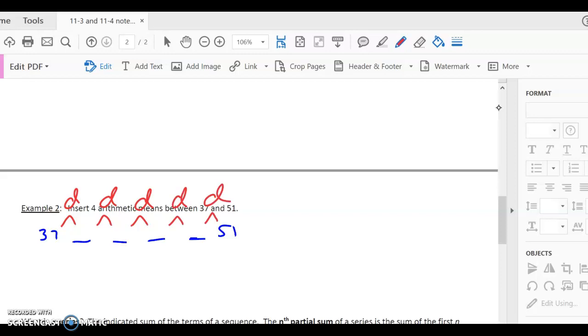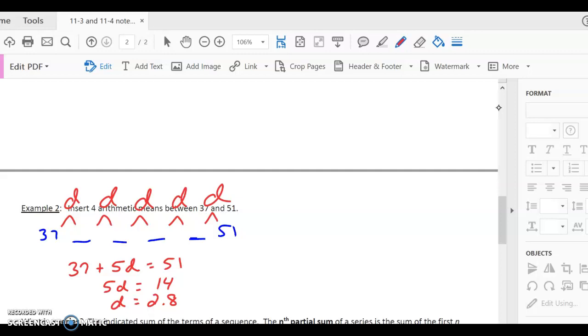So when we look at this math, we're saying 37 plus 5d's must equal 51. Well, if we solve this, we get 5d equals 14, and d would equal 2.8. Well, 2.8 is basically our slope, and if we think about arithmetic sequences from the previous lessons, we know that we're going up by 2.8 each time.